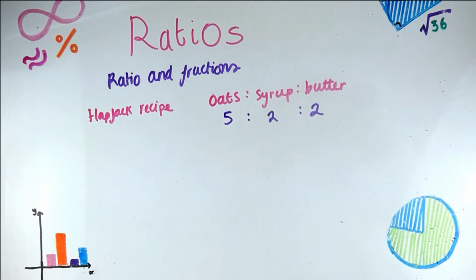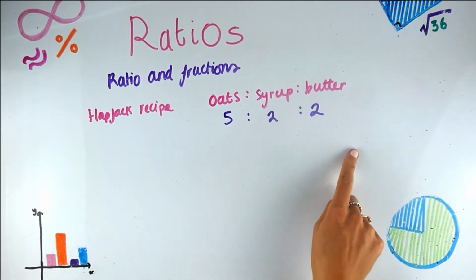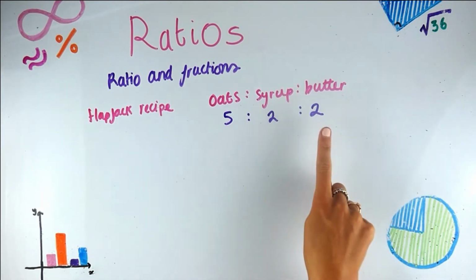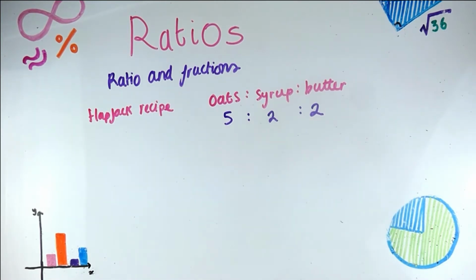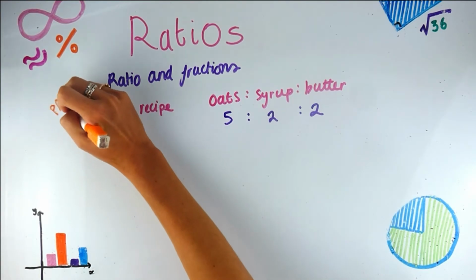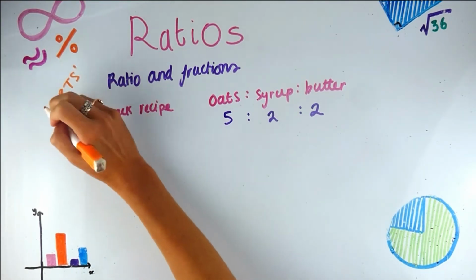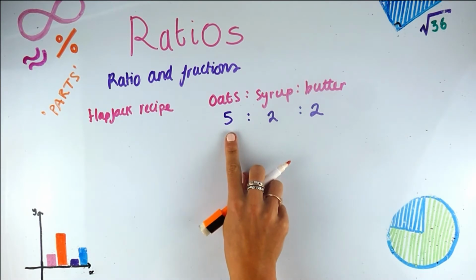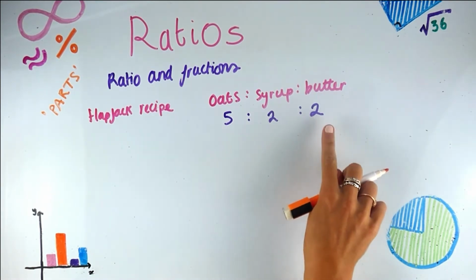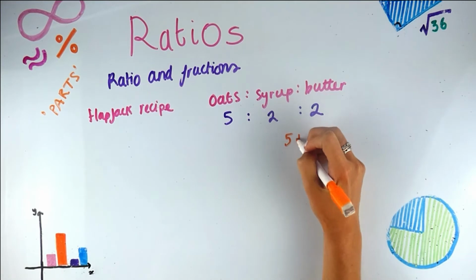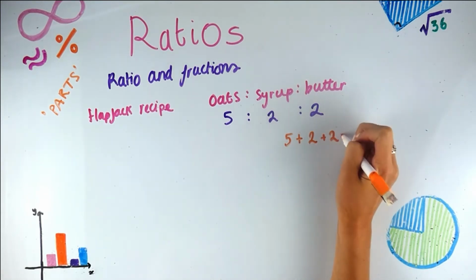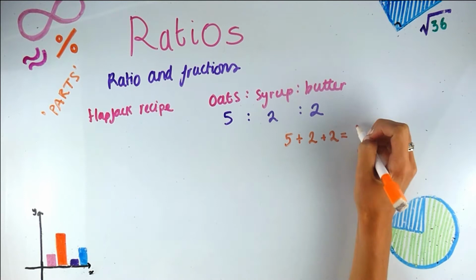And the ingredients, well, some of the ingredients, oats, syrup and butter, are in the ratio 5 parts to 2 parts to 2 parts. Okay, so the question is, what fraction is oats? So how many parts do I have in total? Parts is quite a key word. So I have 5 parts of oats, 2 parts of syrup and 2 parts of butter. So if I add those up, that's 7, 8, 9 parts in total.